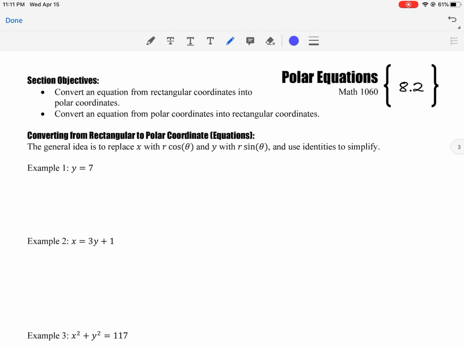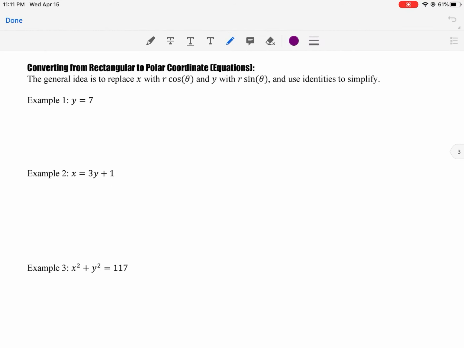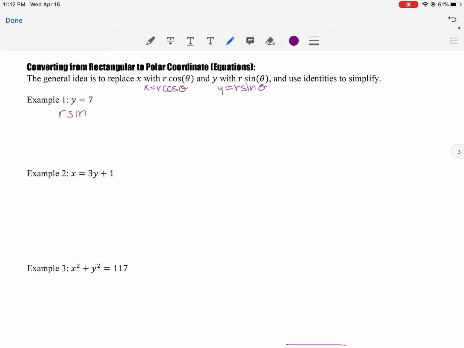Okay, let's move on to polar equations. So 2 different types, right? We're going to convert from the 2 different forms. So first, if we're converting from rectangular to polar, we're going to ideally replace x or y with its equivalent, right? Like x equals r cosine theta, y equals r sine theta, and then use identities as needed. So in this case, we've got y equals 7. So we're going to just do r sine theta equals 7. And you solve for r, so you divide both sides by sine theta, and you get r equals 7 divided by sine of theta.